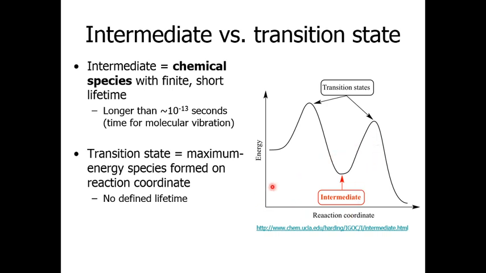And the way you can explain the difference between an intermediate and a transition state is by pointing to an energy diagram. In this case, the top of the peak represents transition states, and the bottom of the peak, or the space between the two peaks, represents an intermediate. Now, remember, this is neither the substrate nor the product. The substrate starts here, product ends here, and it is between the substrate and product, but has a finite short lifetime. That's the difference between an intermediate and a transition state.